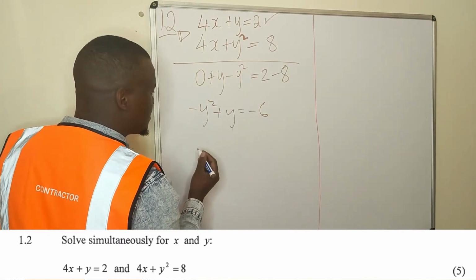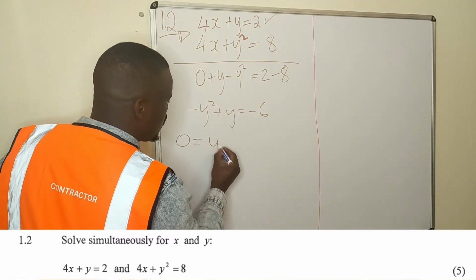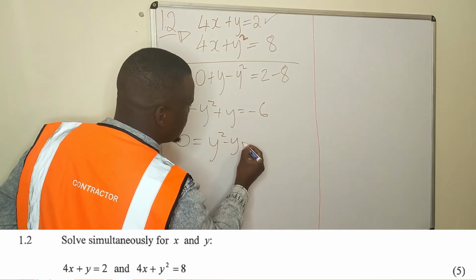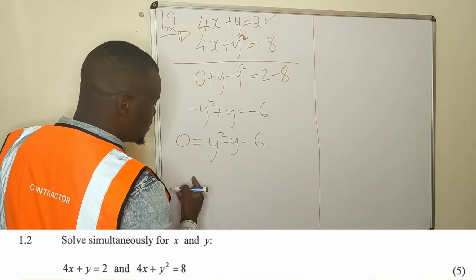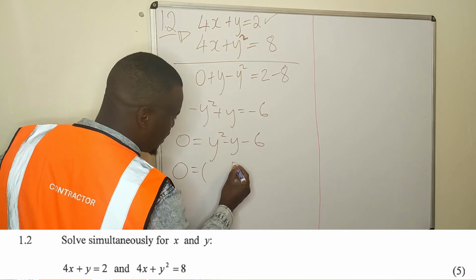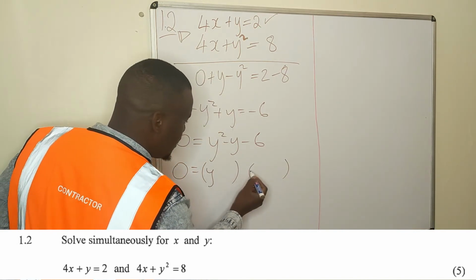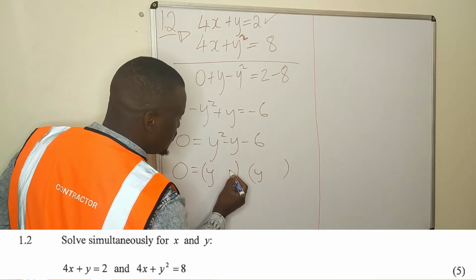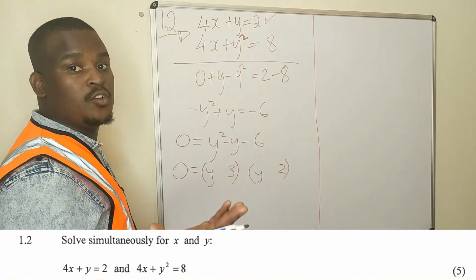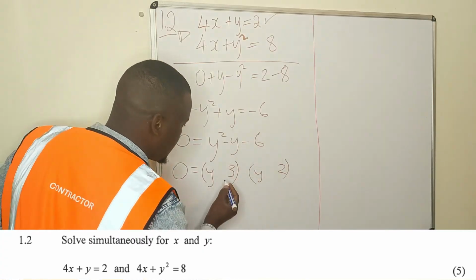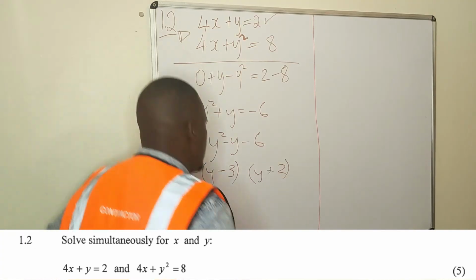Then you transpose this to that side. You say 0 is equal to y squared minus y minus 6, right? Then you factorize this. 0 is equal to bracket. Then you have your y here and your y there. You have 3 and 2 there. You find them the same way we've been finding the others. Then you have minus 3 and plus 2.